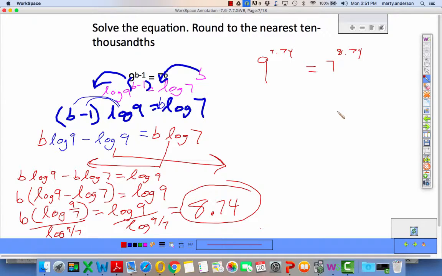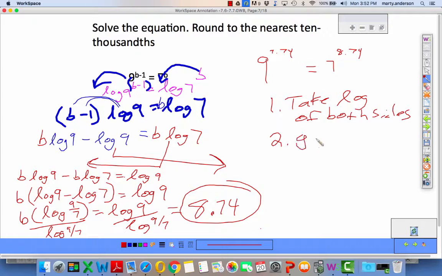So take the log of both sides. Get the variables together. So if you're looking for steps when you have multiple variables: 1, take the log of both sides. 2, if you need to distribute, distribute. And then you want to get the variables together on one side and everything else on the other side.